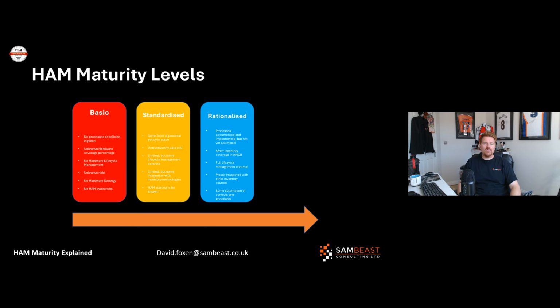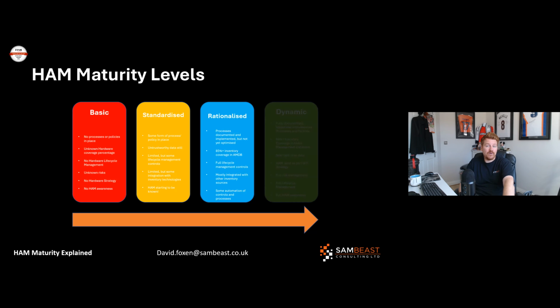85% we typically go for when looking at this maturity level from an inventory standpoint. 85% inventory coverage in your AMDB. Full lifecycle management controls, mostly integrated with other sources, and some automation starting to get in place. I should say being rationalized is no mean feat. That is definitely something to be celebrated as well, because if you're going from basic to rationalized, that is still a huge jump in your hardware asset management maturity and your HAM journey's progress.